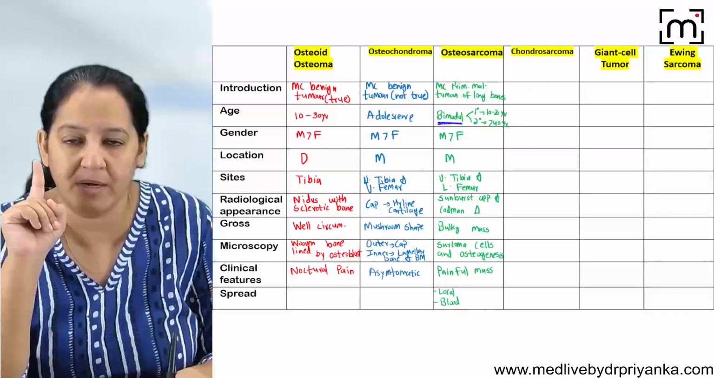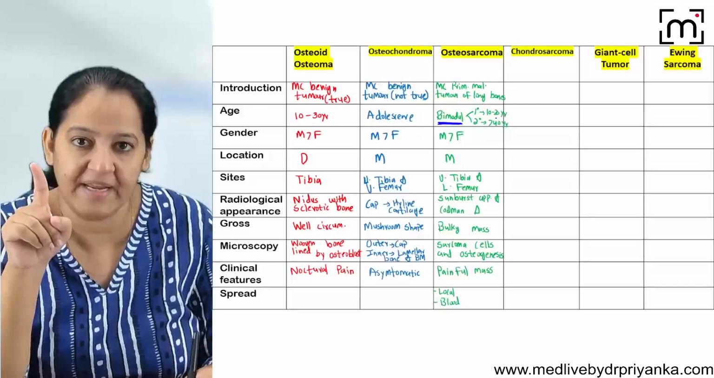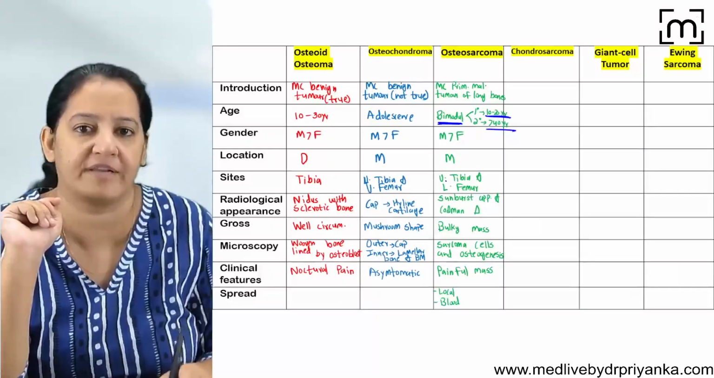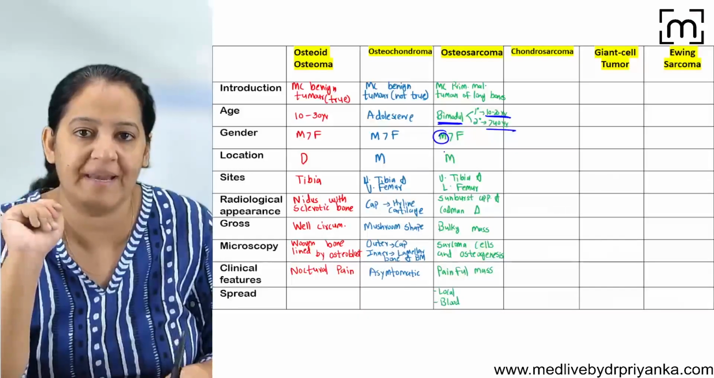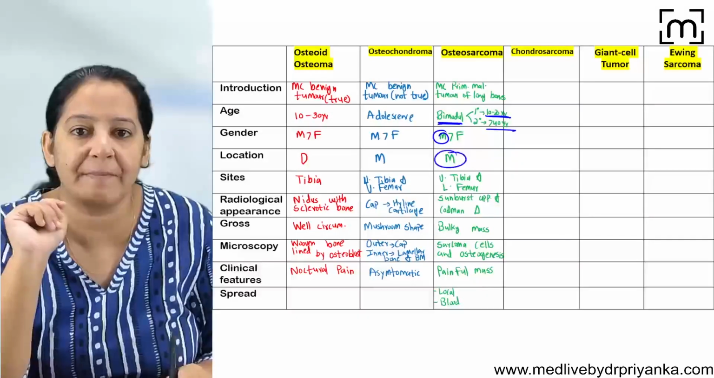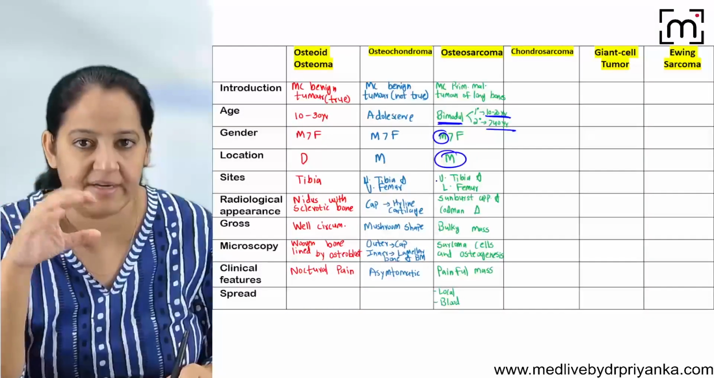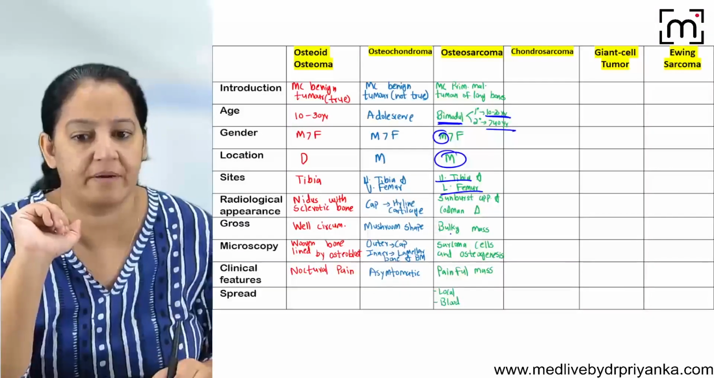Here it is bimodal in age. The primary occurs at 10 to 20 years of age and the secondary occurs after 40 years of age. Again, it is more common in males as compared to females. It arises from the metaphysis of the bone. The location is the same, near the knee joint, either upper tibia or lower femur.